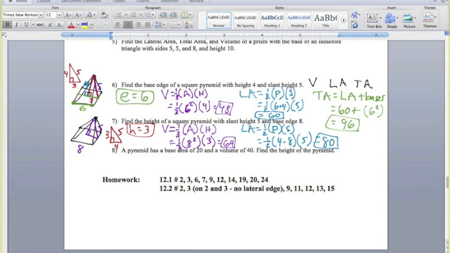And then our total area is that lateral 80 plus the base, which is 8 squared. So 80 plus 64 is 144.